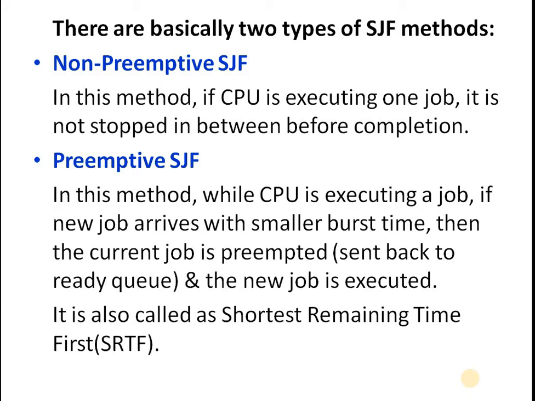Second, the preemptive SJF. In this method, while the CPU is executing a job, if a new job arrives with a smaller burst time, its execution time, then the current job is stopped or sent back to the ready queue and the new job is executed. This is called preemptive SJF and also called shortest remaining time first.